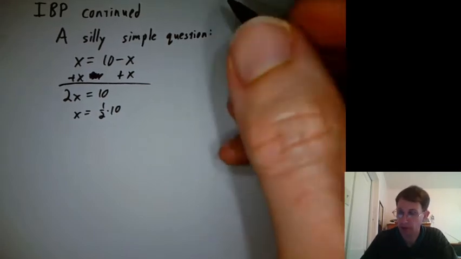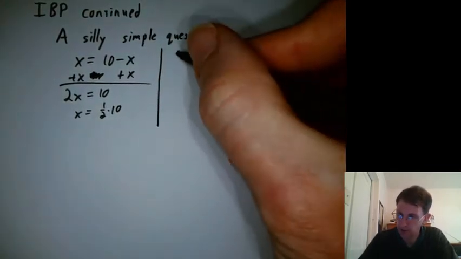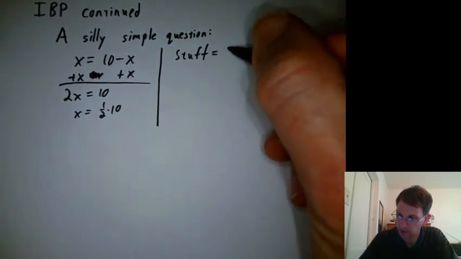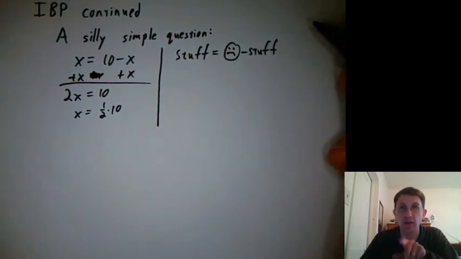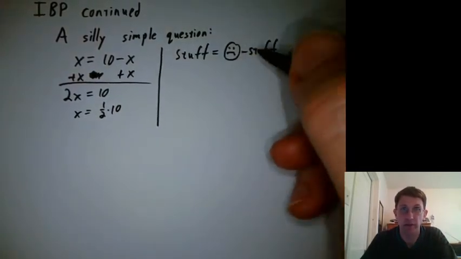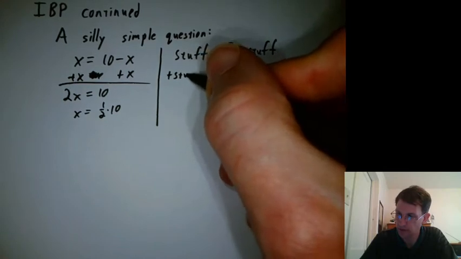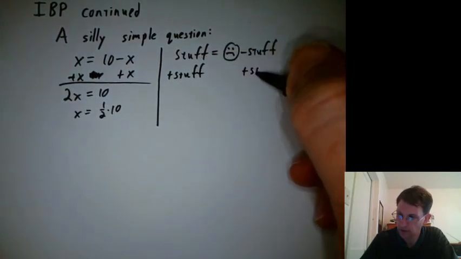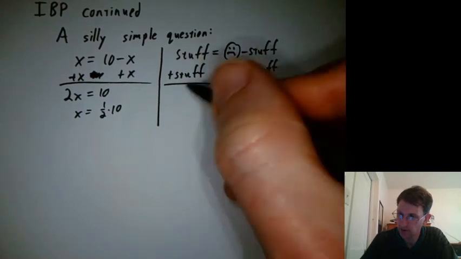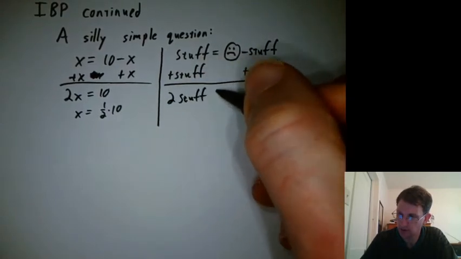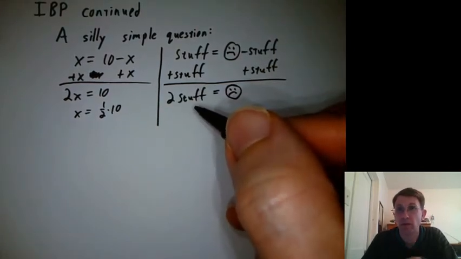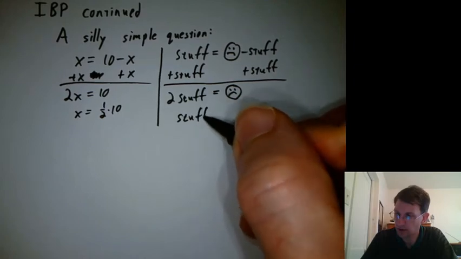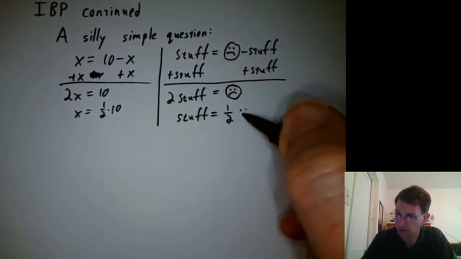What if I made it more complicated and said stuff equals frowny face minus stuff? Could you solve for stuff? Well, it's the same thing as before, right? Just add stuff to both sides. And what do you get? 2 stuff equals frowny face. And then divide both sides by 2. So you get stuff equals 1/2 frowny face.